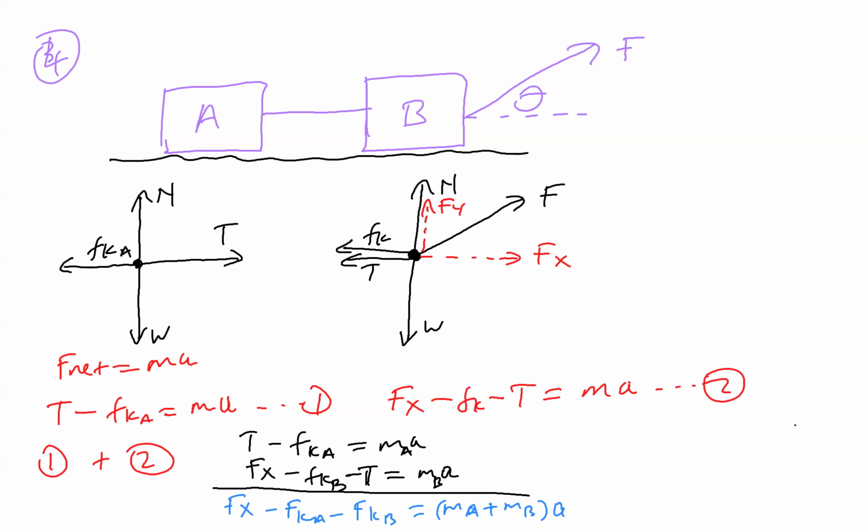Yes, sir. Then after that, you have your Fx there. You have your negative Fka. You have your negative Fkb. You have your Ma there. You have your Mb there. The acceleration a is the same. These two objects will be moving at the same acceleration. Yes, sir. So then you can calculate the acceleration. You can calculate anything depending on what you are given.